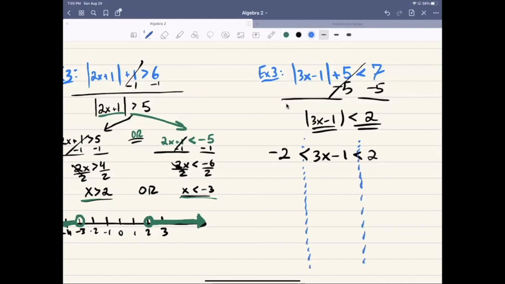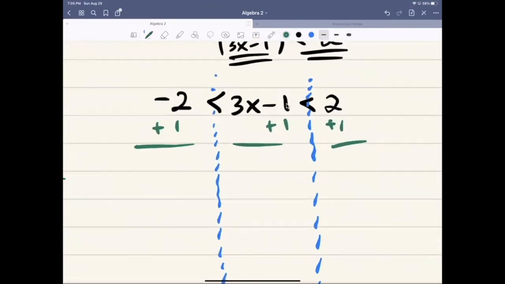We're going to go down here. And now the trick is whatever we do to the middle, we have to do to the left and right side. We want to get x by itself. That's always our goal. So to get rid of -1, we're going to do +1 to both sides, and by both sides, I mean all three sides. This is going to go away, and on the inside you're going to have 3x. -2 plus 1 is -1, less than 3x, less than 2 plus 1, which is 3.